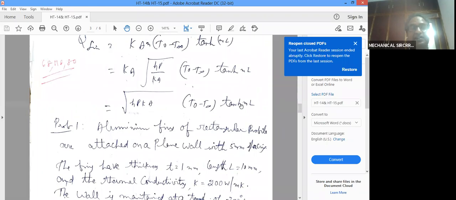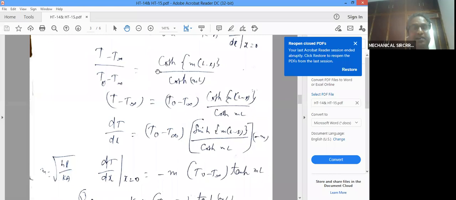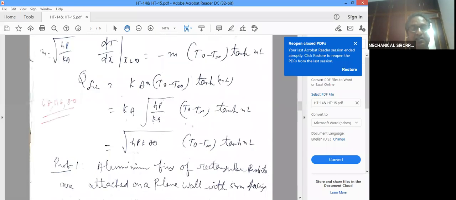So these two equations, two derivations. The temperature distribution derivation is also very important, and the heat transfer rate equation, square root of hPkA (T naught minus T free stream) into tanh mL for an insulated fin. So these two derivations are also very important. All of you practice the derivations.